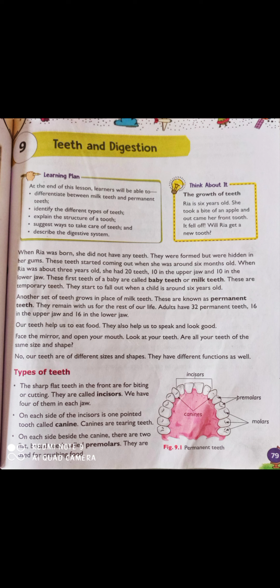The sharp, flat teeth in the front, which are used for biting and cutting, are known as incisors. We have 4 of them in each jaw. Next one is canines. On each side of the incisors, there is one pointed tooth that is known as canine. And canines are tearing teeth. Now, on each side, beside the canines, there are 2 flat, broad teeth that are known as premolars. And premolars are used for crushing food.